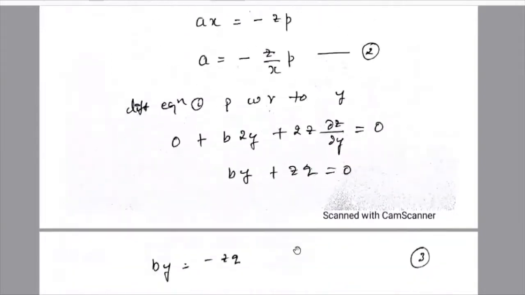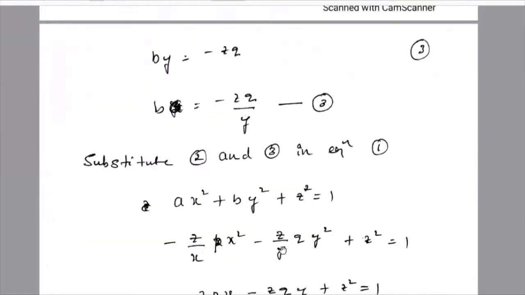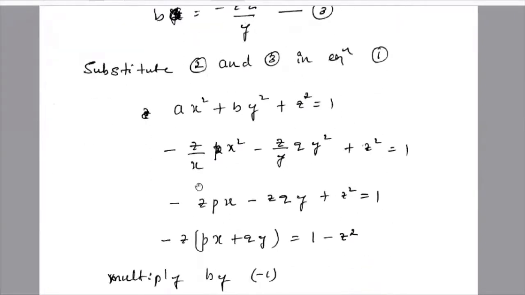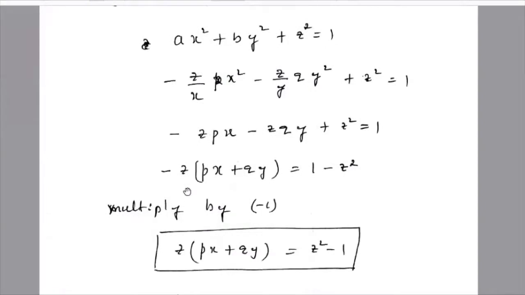So you can see here, ax square plus by square plus z square is equals to 1. We know the a value, that is minus z by x, and the b value, minus z by y. Minus z by y into q y square plus z square is equals to 1. Here x gets cancelled: minus zpx minus zqy plus z square is equals to 1. If you take minus z common, this will be px plus qy, and you take this z square to the right hand side, so it becomes 1 minus z square.